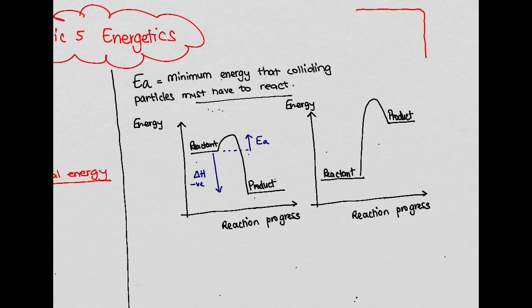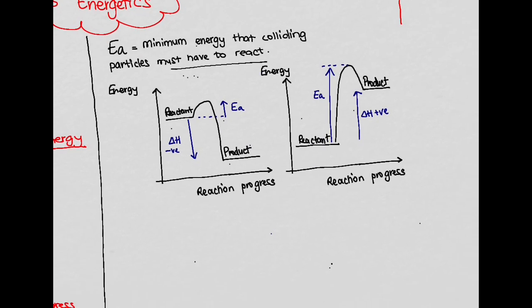Now for an endothermic reaction, you have the same thing. Delta H is positive now. And from reactant to the highest point of the graph, here, this is going to be the activation energy. So you should be able to draw and label the reaction pathway diagrams for both endothermic and exothermic reactions.